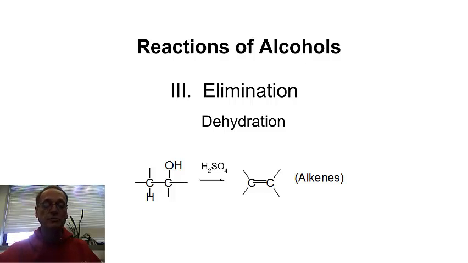Next is our third major type of reactions of alcohols, and that is dehydration, which is an elimination reaction. And it's fairly simple. You just take an alcohol, add concentrated sulfuric acid to it, and generally you're going to heat it, and the product is going to be an alkene. Of course, water is a byproduct of this reaction.